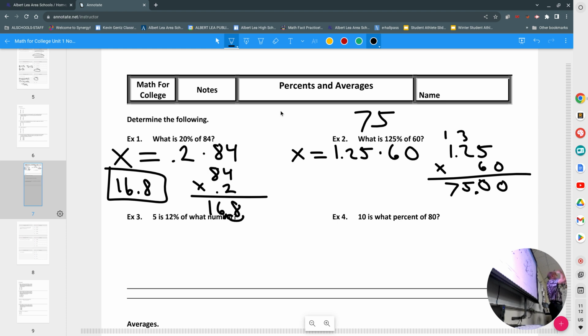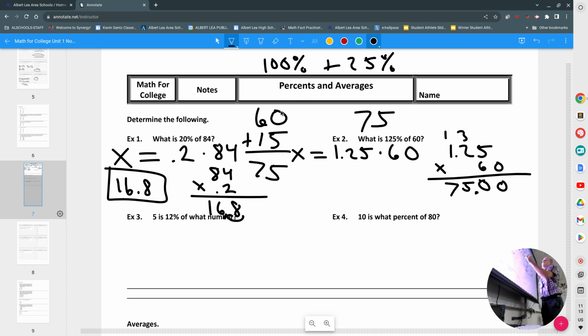I think some of you would like to be able to see this as well. So 125% is like 100% and 25%. Agreed? Yeah. What's 100% of 60? 60. What's 25% of 60? 15. See that? So there are multiple ways of thinking through that piece.